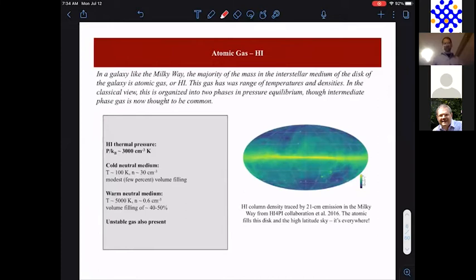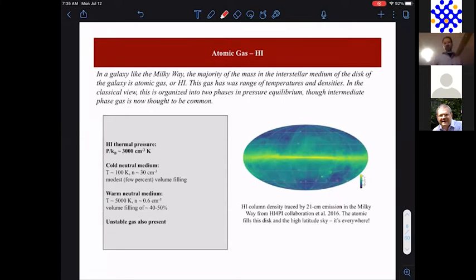So I'm going to start by stepping through the interstellar medium phases here. And at low redshift, this needs to start with atomic gas. So atomic gas, which you'll hear shorthanded as HI, is the dominant phase of the interstellar medium in the disks of galaxies at redshift 0.